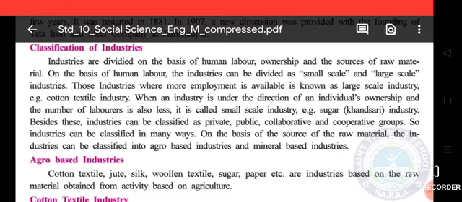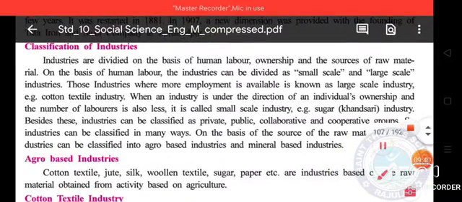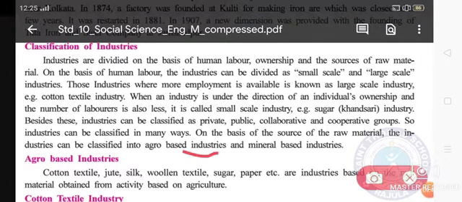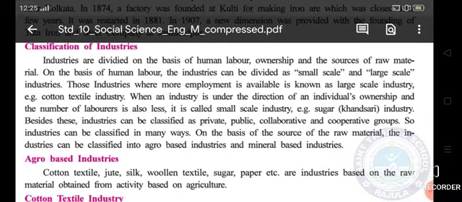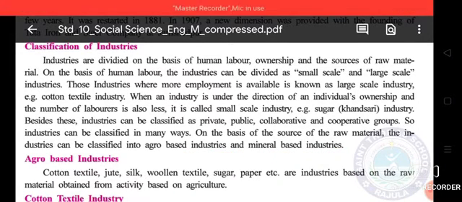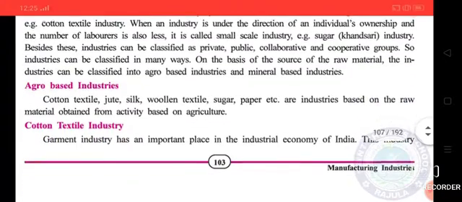On the basis of the source of the raw material, the industries can be classified into agro-based industries and mineral-based industries. So you can underline that, on the basis of the source of raw material, the industry can be divided into two: agro-based industries and mineral-based industries. First we will see the agro-based industry. What is an agro-based industry?